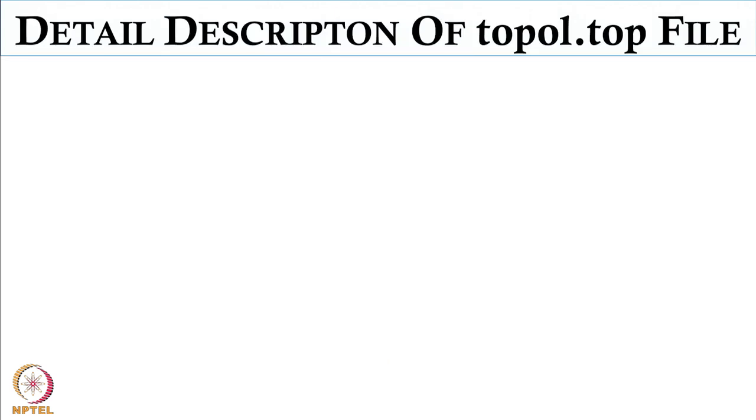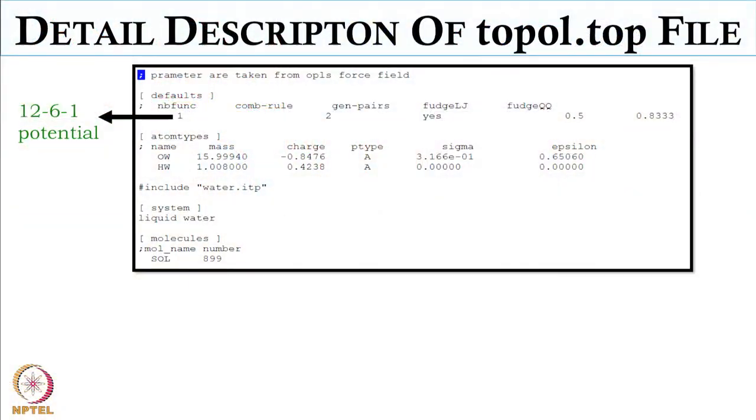The next step is we have to have a topology file for water, because it will contain all the force field parameters: sigma, epsilon, charge and mass. So there is the topol.top file for water. Here the same thing, NB function, as I have already said earlier, if it is 1, it corresponds to the non-bonded function and it corresponds to a 12-6 potential. So it can be changed according to the user, whatever potential they want to use.